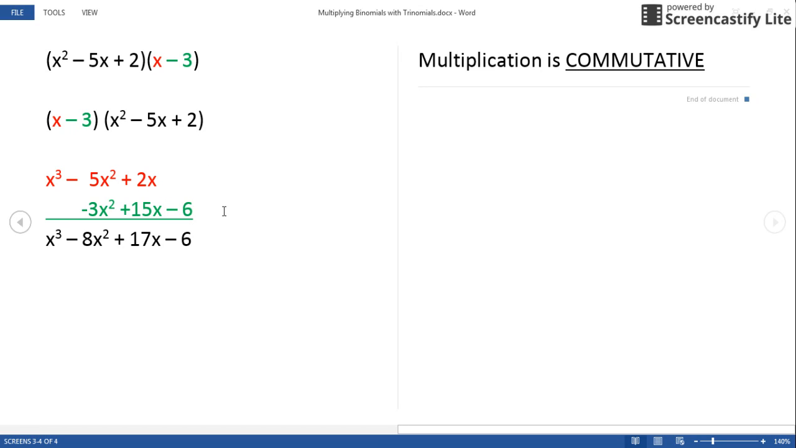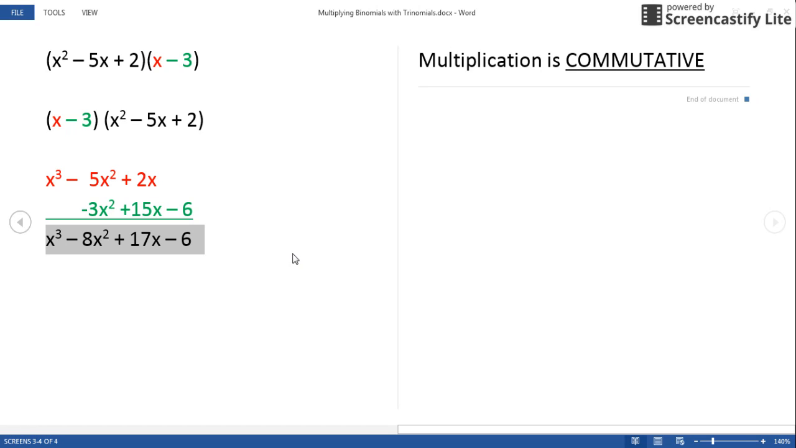I've again vertically lined up the like terms so that it will be easy for me to combine the things that match up with each other. The x cubed didn't match anybody, so let's bring it down. Minus 5x squared minus 3x squared. The signs are the same, so let's keep that sign and add them together to make minus 8x squared. 2x and 15x together made 17x. Nothing to add to the constant value negative 6, so let's bring it down. And here now is our product.